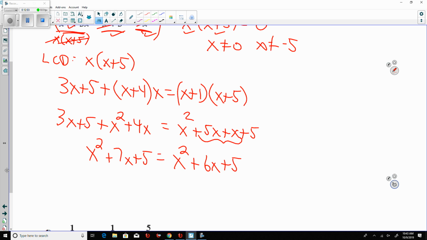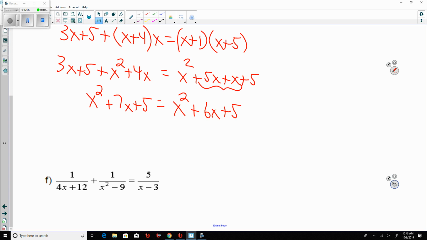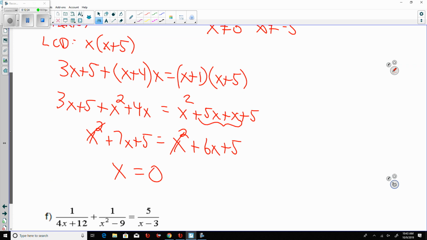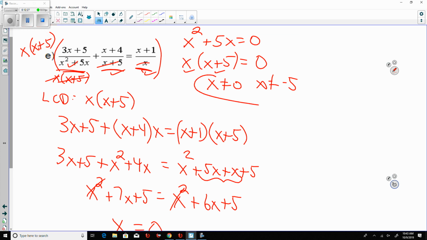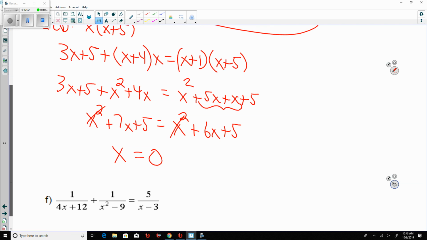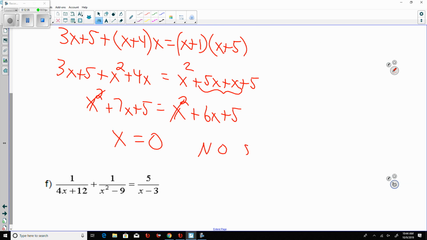Okay, go down and solve. It sometimes looks weird. So what happens with the x squareds? They cancel. That's okay, it can happen. Now I bring the 6x over. I'm left with just an x. What happens to the 5s? Cancel, so I have x equals 0. Okay, so x equals 0. Go all the way back up here. Oh, what can happen? Okay, can't have it. So therefore there is no solution.